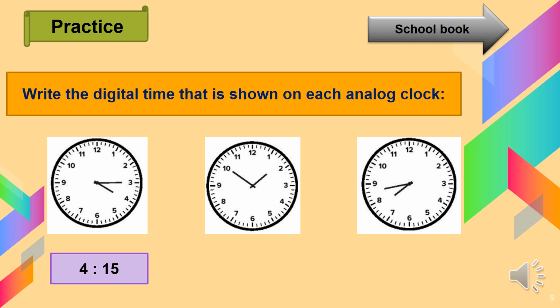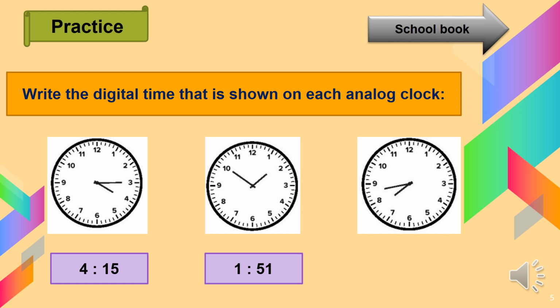Next one, the short hand points at 2, but not exactly at 2. It hasn't reached 2. It's 1:51, because when the long hand is on the left-hand side of the clock, that means we take the last hour, not the next hour, and the last hour here is 1.